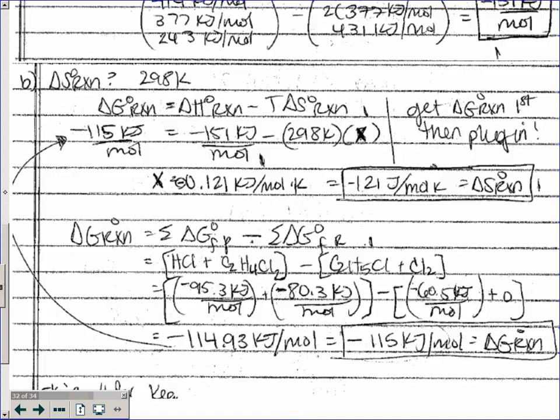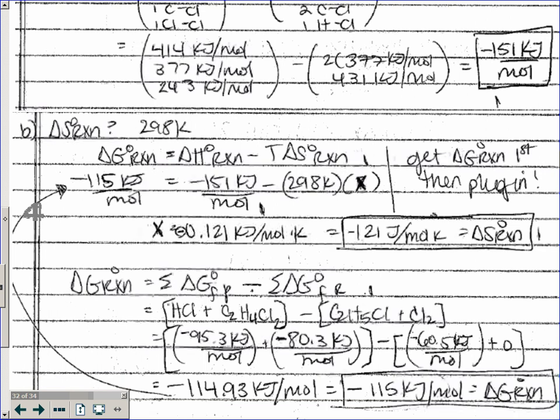My delta H that I just achieved was in kilojoules per mole, and so I decided to keep them in kilojoules per mole for now, plugging them in, solving for X, which is my delta S over here. So mathematically, what do you have to do to isolate delta S?